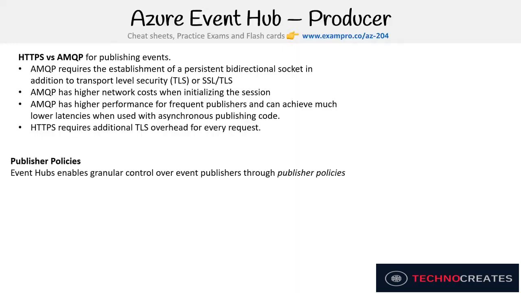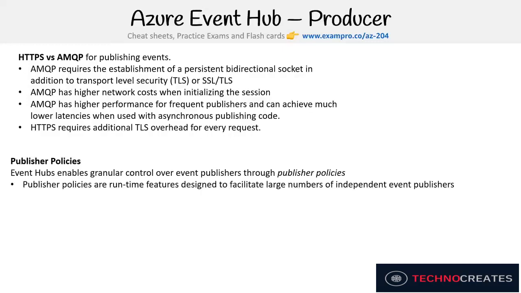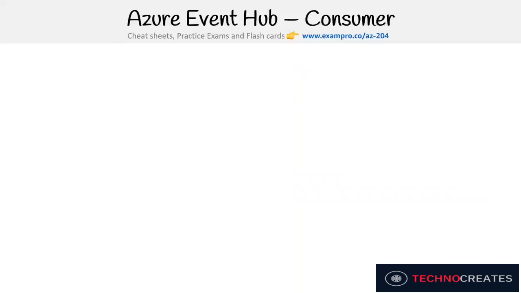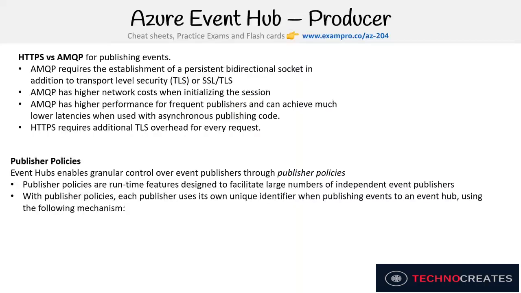For publisher policies, Event Hub enables granular control over event publishers through publisher policies, and these are runtime features designed to facilitate large numbers of independent event publishers. With publisher policies, each publisher uses its own unique identifier when publishing events to an event hub using the following mechanisms. And I guess there was supposed to be more there maybe, but I think that's pretty much it, because we don't really need to know much more about publisher policies, to be honest. If we do follow along and there's an opportunity, maybe we will take a detour into that to see if it's worth our time. But as far as I'm aware, I don't think it's that important. But there we go.